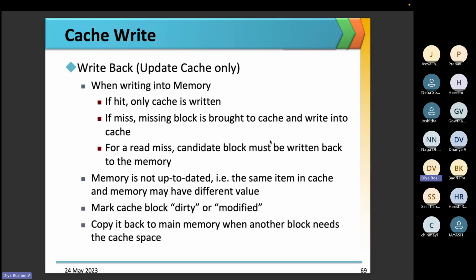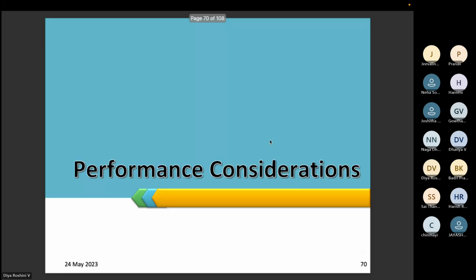So for a miss, we'll see read first. I want to read something from the cache. I go to the cache. It's not going to be there, right?